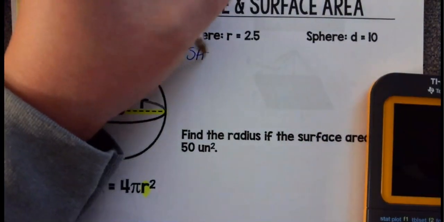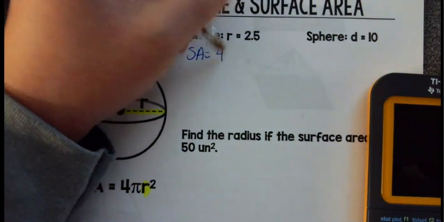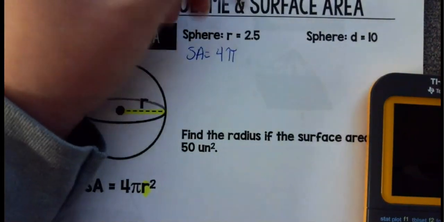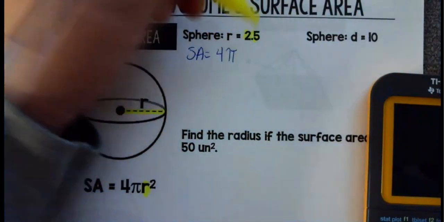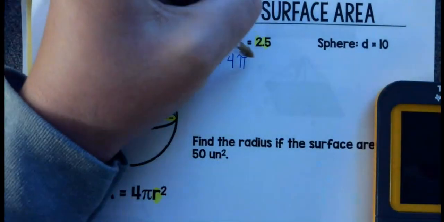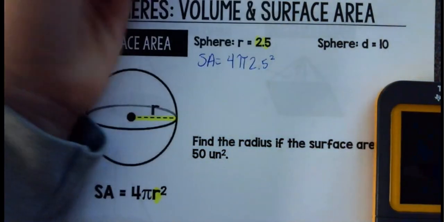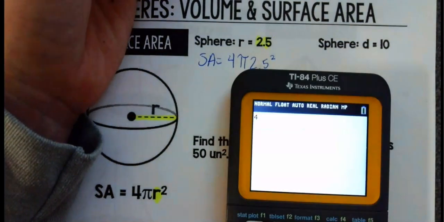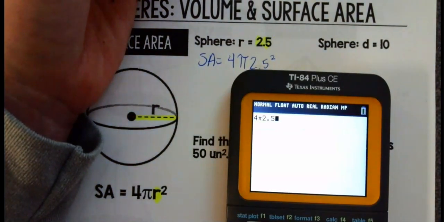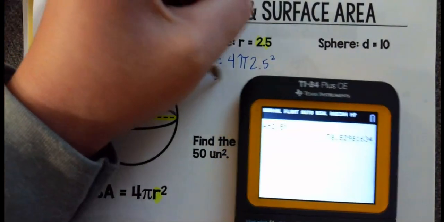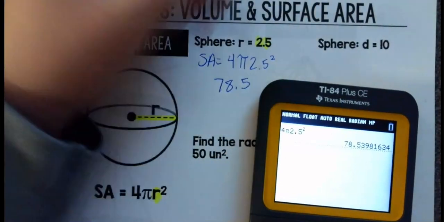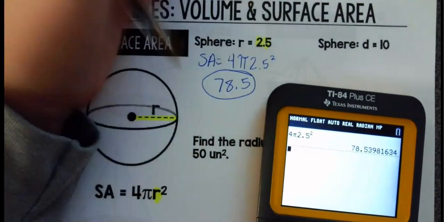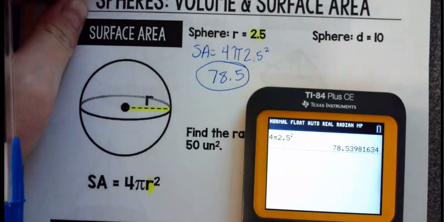So surface area equals 4 times pi times that radius squared. So here's my radius, 2.5. 2.5 squared. So you type that whole thing into the calculator: 4 times pi times 2.5 squared. And it's 78.5. That's it. Surface area is pretty simple.